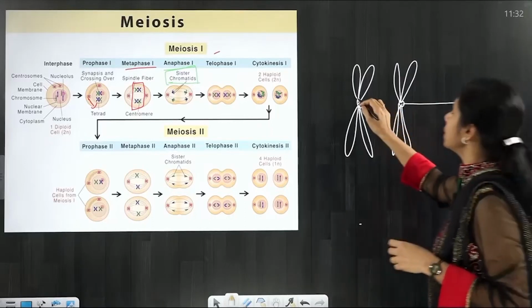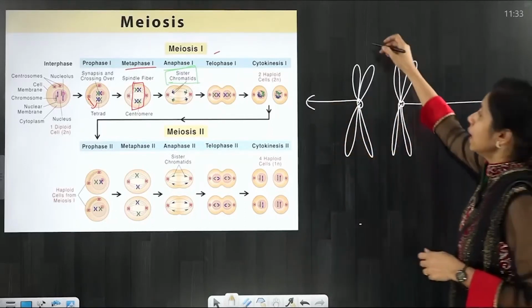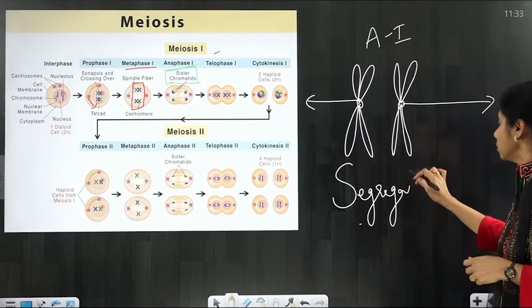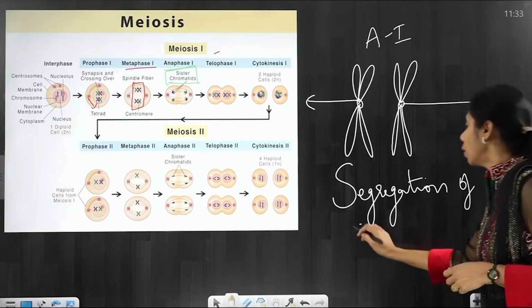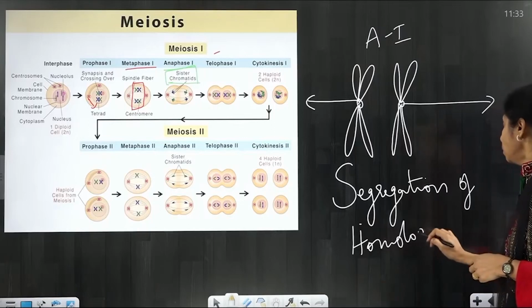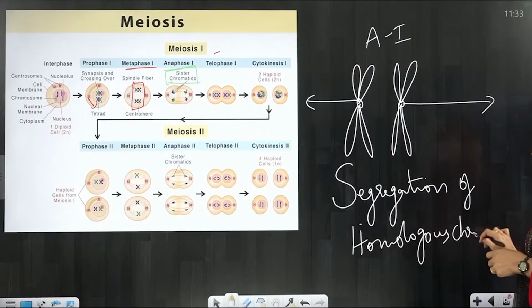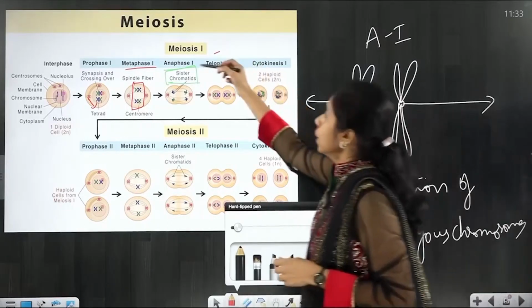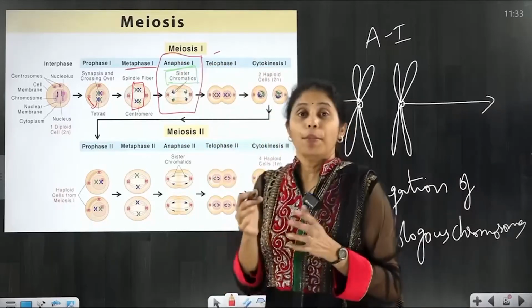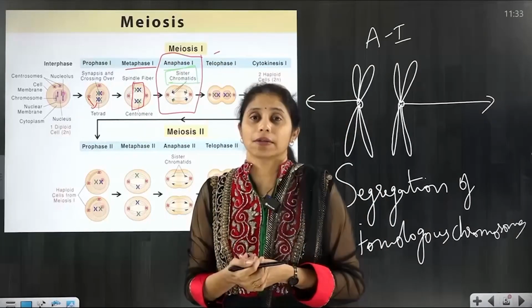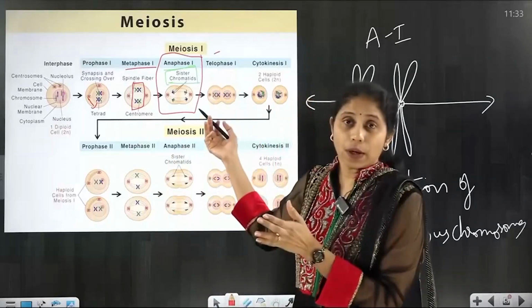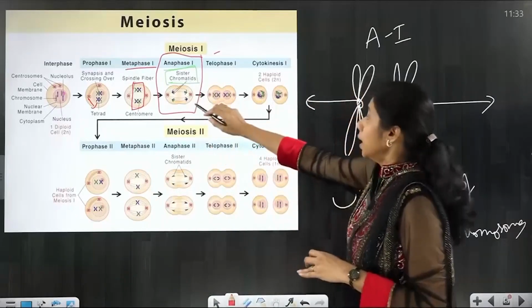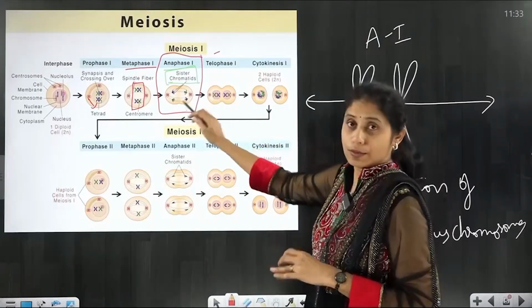This chromosome will be moving towards this side and this chromosome will be moving towards this side in anaphase 1. It is called, important event, segregation of homologous chromosomes. This occurs in anaphase 1. So all of you have to remember this anaphase 1, because it is important for the segregation of Mendelian factors. You know, genetics is linked to anaphase 1, where the genes or alleles will get separated. And that process is called segregation of homologous chromosomes of a bivalent.